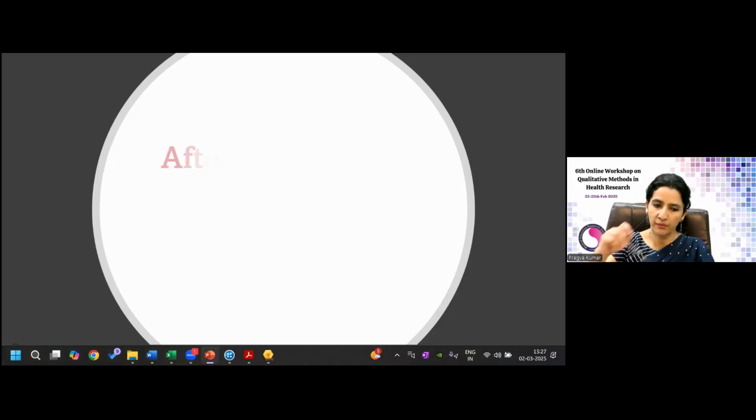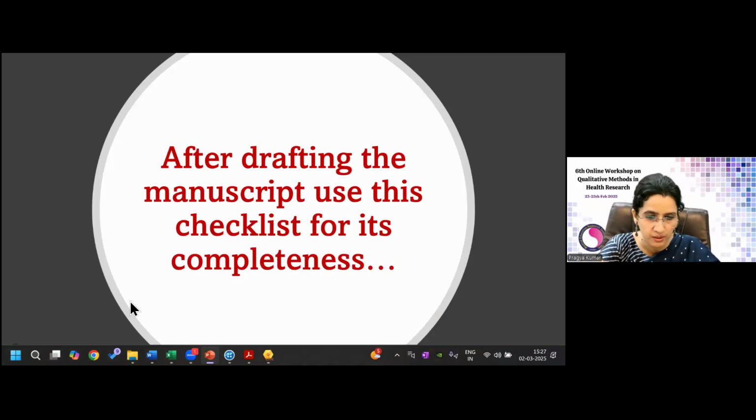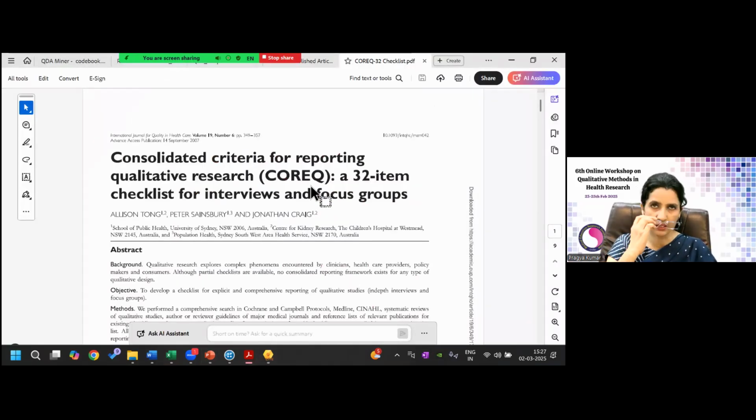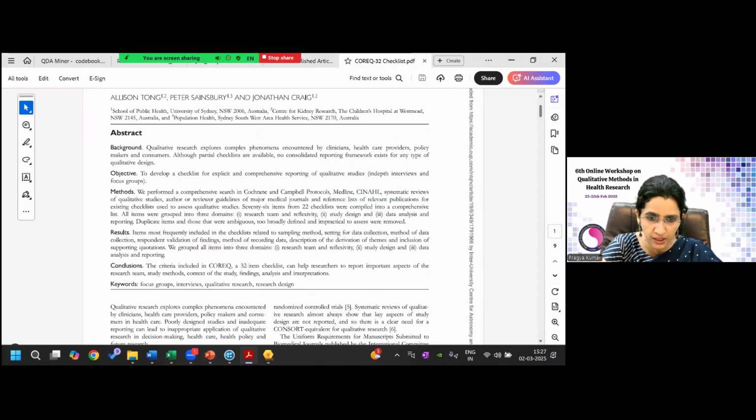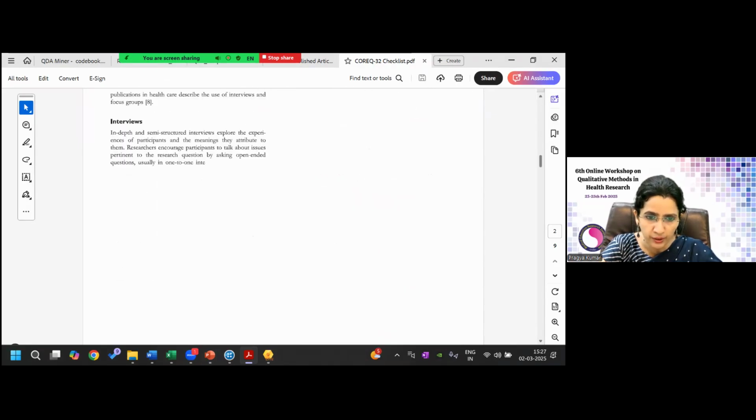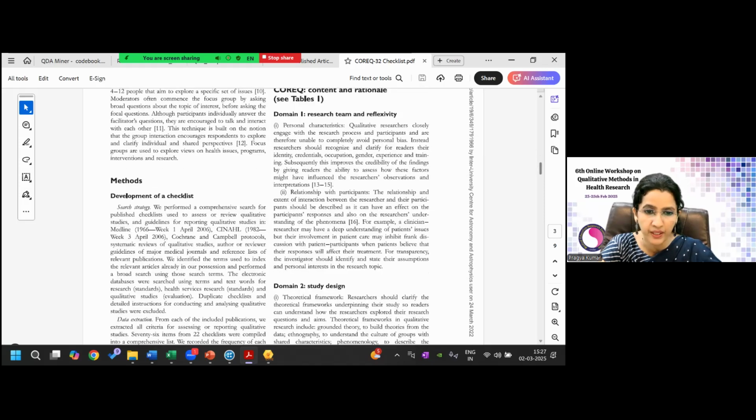Before I go through this PowerPoint, we have shared this article. This is the consolidated criteria for reporting qualitative research, a 32 items checklist for interviews and focus group. So this is basically for when your data collection method is the in-depth interview and the focus group discussion. Most of us are doing these two types of data collection method. I'm not going into the description of these, but if you read through it, it will help you in deciding what to write.